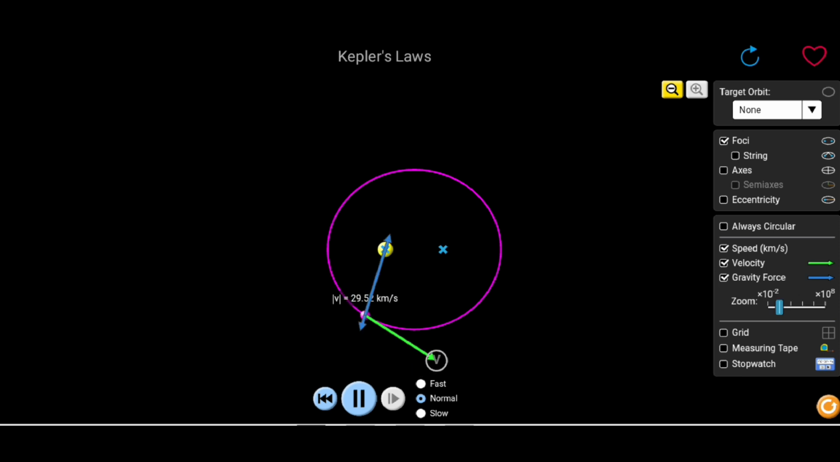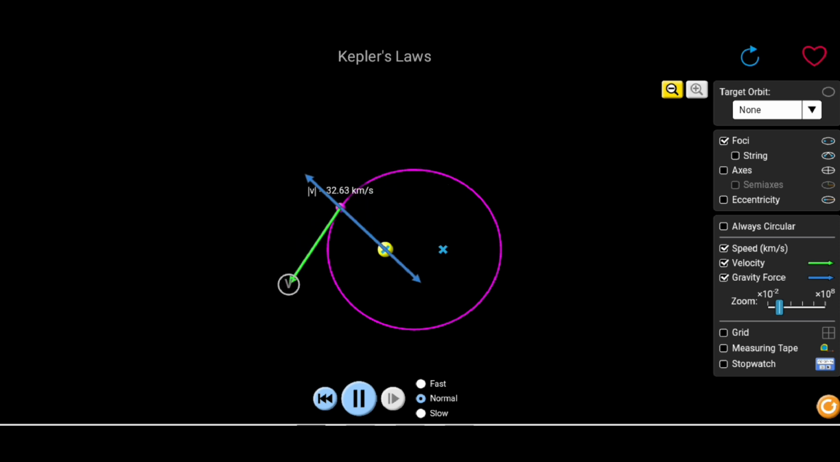Kepler's work relied on detailed observations by Tycho Brahe and showed that planetary motion follows specific patterns, forming the foundation for modern astronomy and physics. This guide will explore each of Kepler's laws in detail. The law of ellipses. The law of equal areas. The law of harmonies.